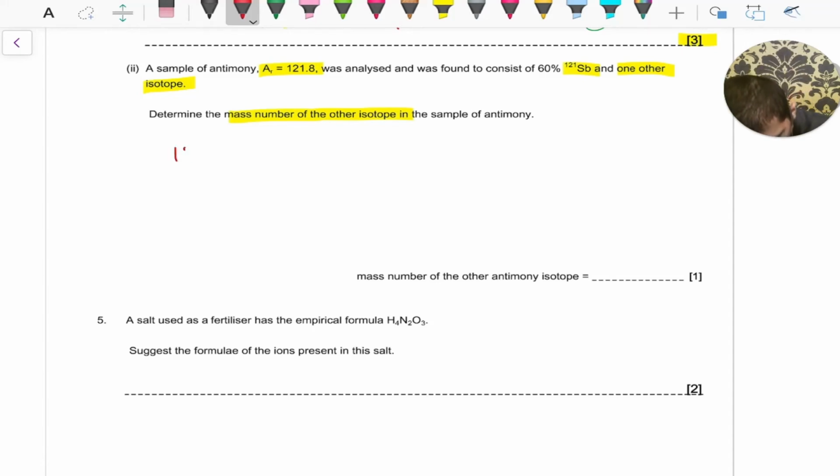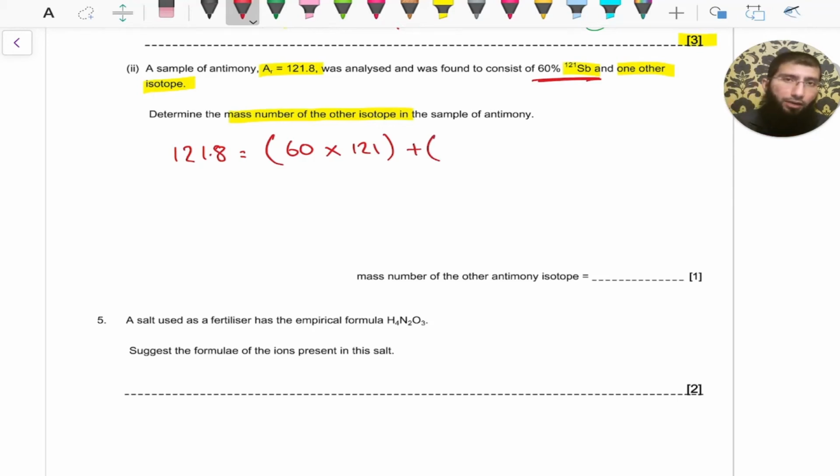So I'm simply going to write down the relative atomic mass was 121.8, and that should be equal to the percentage of isotope number 1. Let's assume 121 antimony is isotope number 1. So we've got 60% of that multiplied by 121, and we're going to do plus. Now, if our sample is made up of 2 isotopes, one of which is 60%, then it so follows that the other isotope must be 40%. So 40 times, now we don't know what the mass number of isotope number 2 is. That's what we're working out. So again, if we don't know the number of something, mathematically speaking, use algebra.